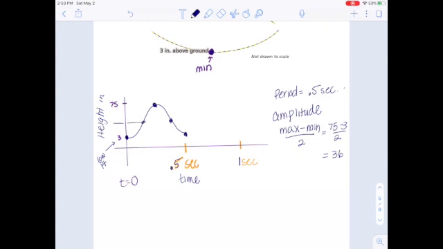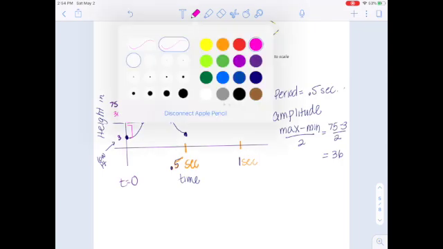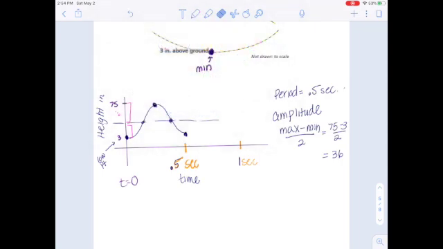Okay, so this one's kind of tricky because you have to apply that amplitude. So from here, 75 to the midline, which we don't know where it is, is a distance of 36. And same story, from here to here is 36. Now, the trick to this is it started 3 inches above the ground. So take that amplitude of 36 and add in that 3 inches above the ground, and you'll get your midline.